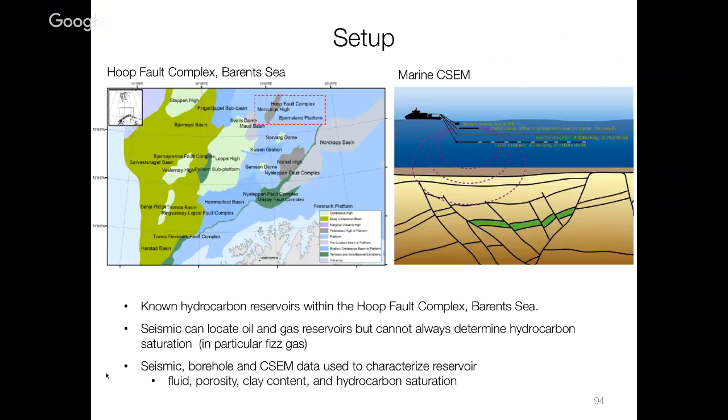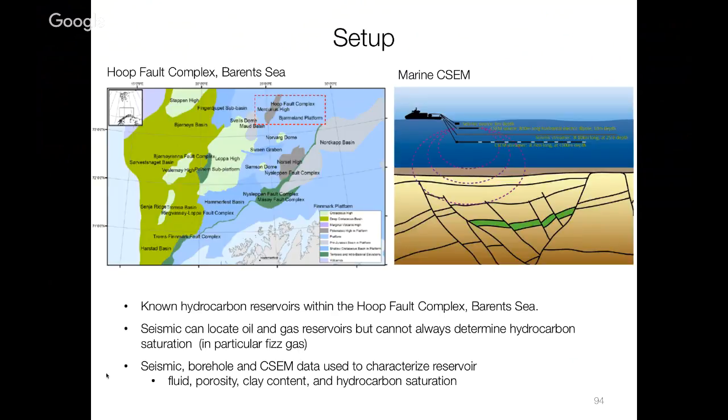So the area is up here in the North Sea. It's the Hoop Fault Complex, in a place called the Barents Sea. The idea is that the seismic can determine where the reservoirs might be, but it's difficult to discriminate whether it's really an oil and gas reservoir or whether it's low hydrocarbon saturation. Maybe it's just gas fizz, or maybe it's just brine.